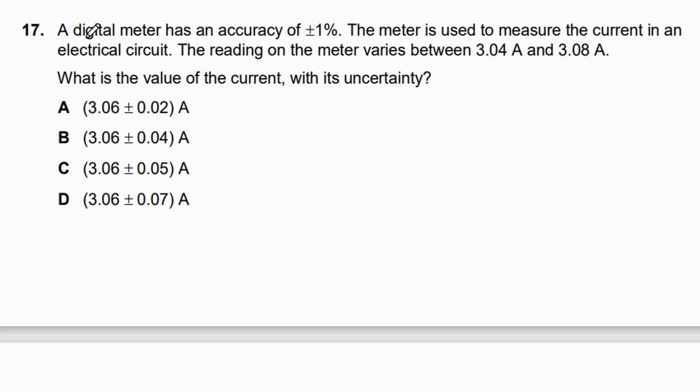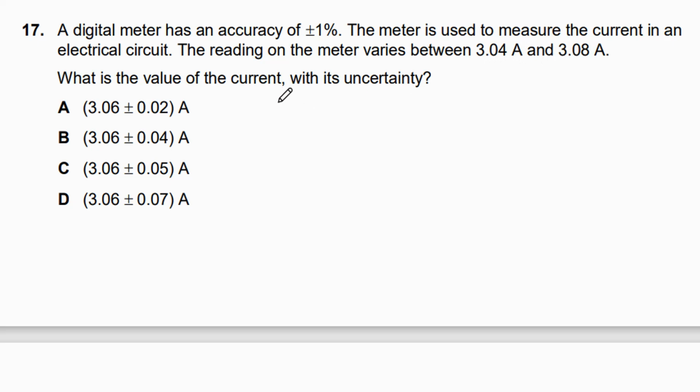In question 17 it says, a digital meter has an accuracy of plus minus 1%. The meter is used to measure the current in an electrical circuit. The reading on the meter varies between 3.04 and 3.08 amps. So it doesn't stay fixed. What is the value of the current with its uncertainty? In all four options here, the value of the current is given to be 3.06. And that's just the average between these two values, so adding them and dividing by 2.